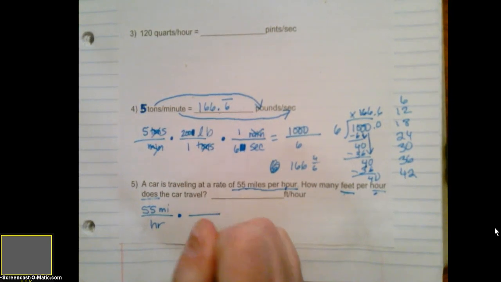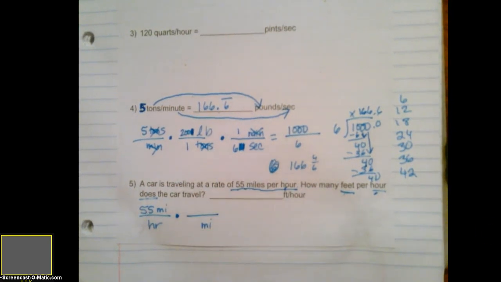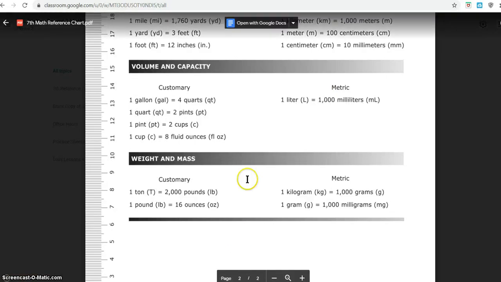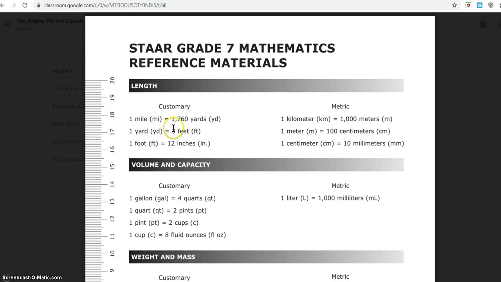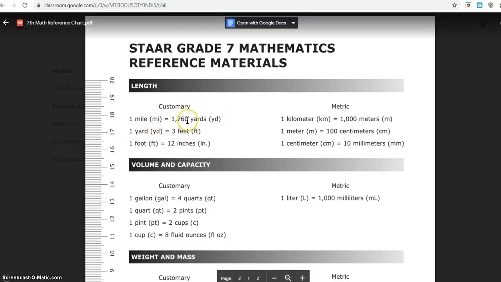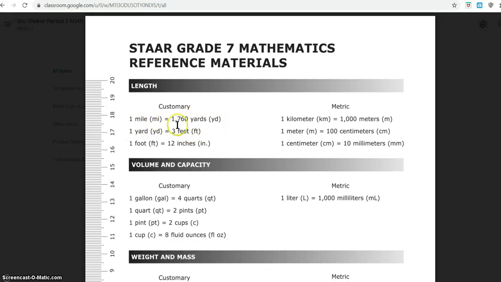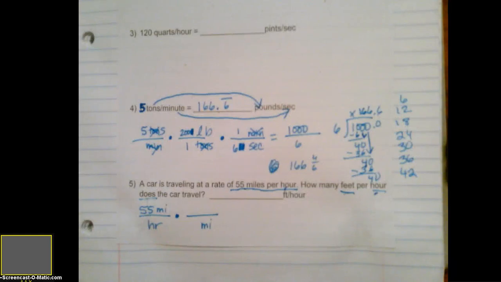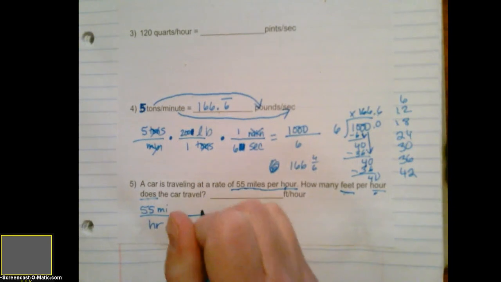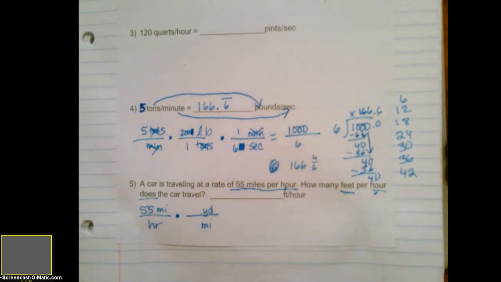miles goes down. So let's look at our formula chart. So miles, oh look here guys, it doesn't go to feet. It goes miles to yards and then yards to feet. So we still will have to do this twice, okay? So notice miles doesn't go to feet, even though I want feet, it goes to yards, so that's what I'm going to put. Miles to yards, that's my only option.